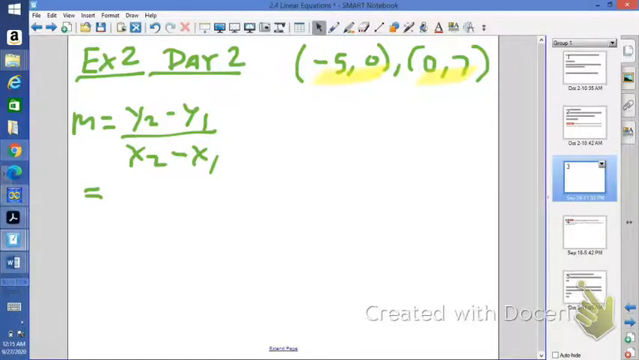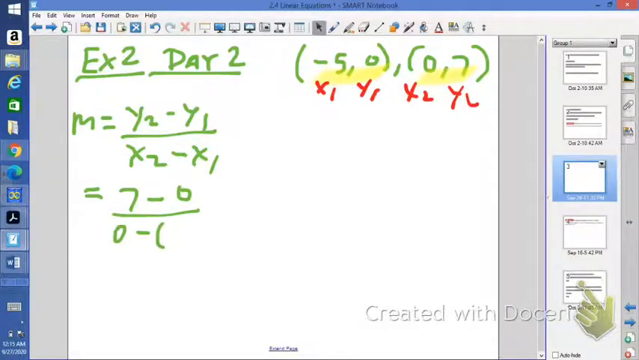I'm going to label the points so you don't make a careless mistake. This is going to be my x sub 1, this is my y sub 1, this is my x sub 2, this is my y sub 2. Okay, go ahead and plug in now. So I have 7 minus my y sub 1, which is 0, all over 0 minus a negative 5. The double negative becomes a positive, so 7/5 is the slope.